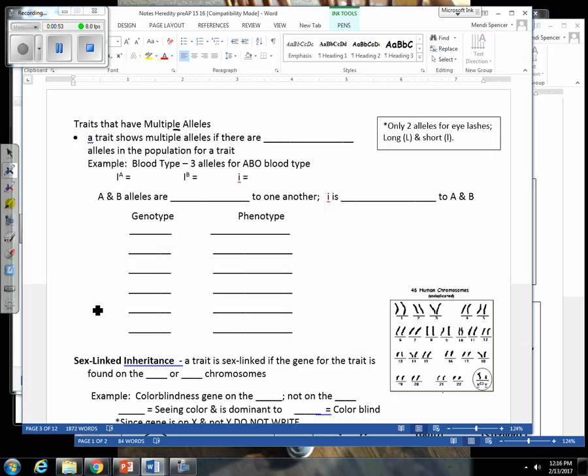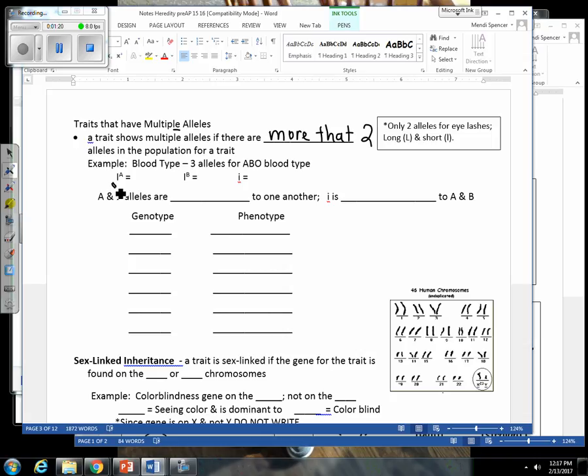So if there are more than 2 alleles in the population for a trait, whenever we have more than 2 alleles, we're going to have to write our letters a little bit differently. So we usually choose a letter to represent kind of the base, and then we put other letters with it. So, for example, with blood type, there are 3 different alleles in our population for ABO blood types.